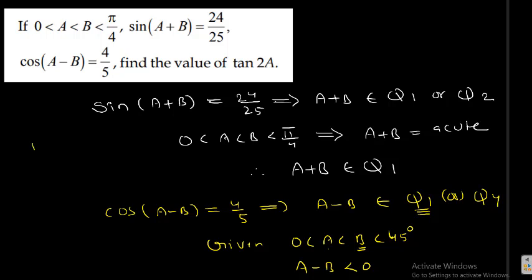Means obviously what I can say, you take any value of angles A and B, your angle is acute only, with negative symbol. Negative symbol, that is in fourth quadrant, obviously. Minus 10, minus 20, minus 30 like that. So what I can say, A minus B lies in Q4. That I will write in next page. Therefore, A minus B belongs to Q4.